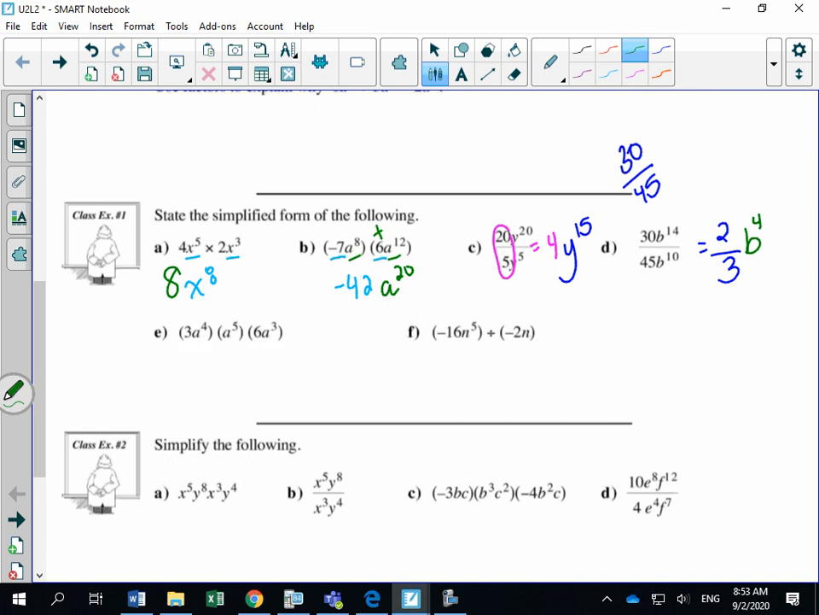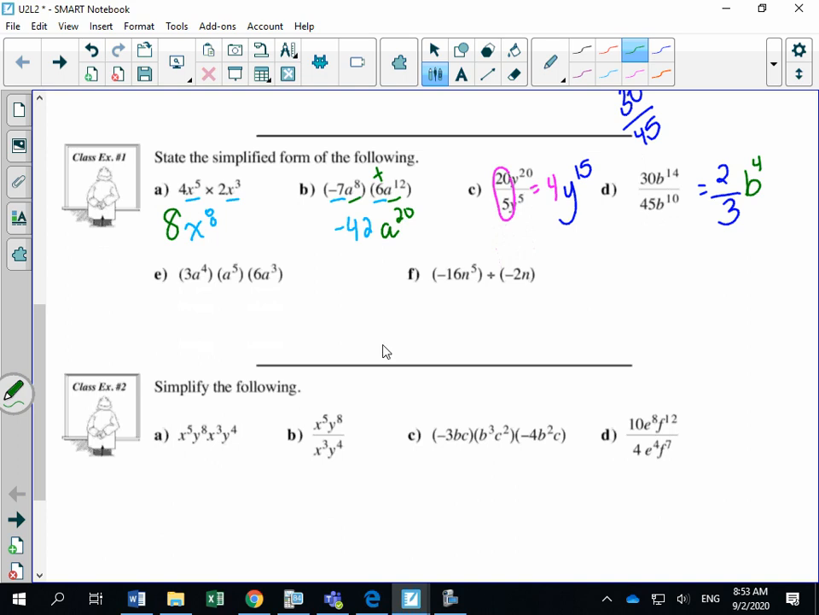Okay. Let's go to E and F. So E, it's product law, and we're going to multiply all of our coefficients. So I've got a 3 here. Always put in your invisible coefficients. 3 times 1 times 6, and that will give you 18. Then apply the product law to the a's, and you're going to add 4 plus 5 plus 3. 4 plus 5 is 9. 9 plus 3 is 12. So 18a to the 12.